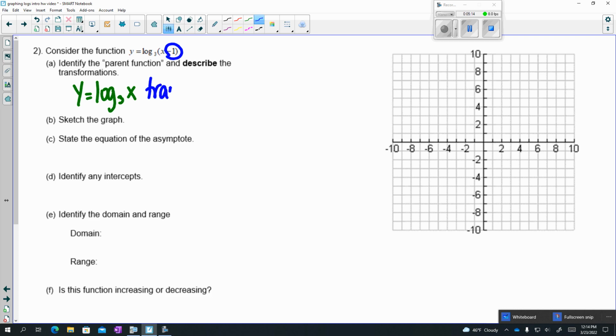So that means it was translated left and right, because it is inside my parentheses. And when I'm inside, it's always the opposite. So although it's a minus 1, it is actually translated right 1 unit.